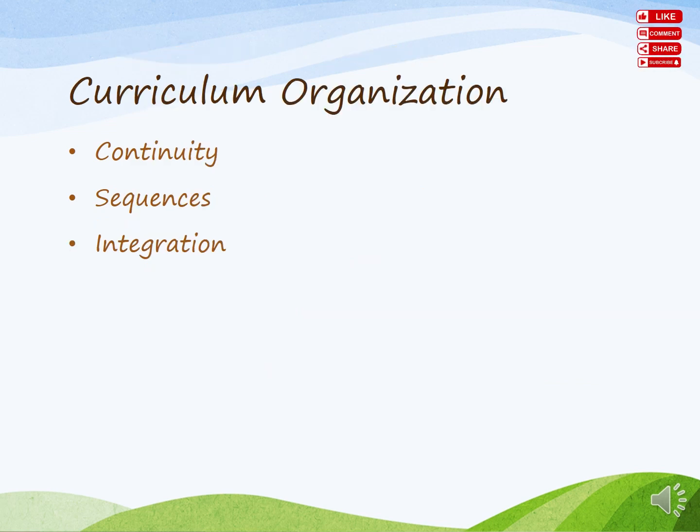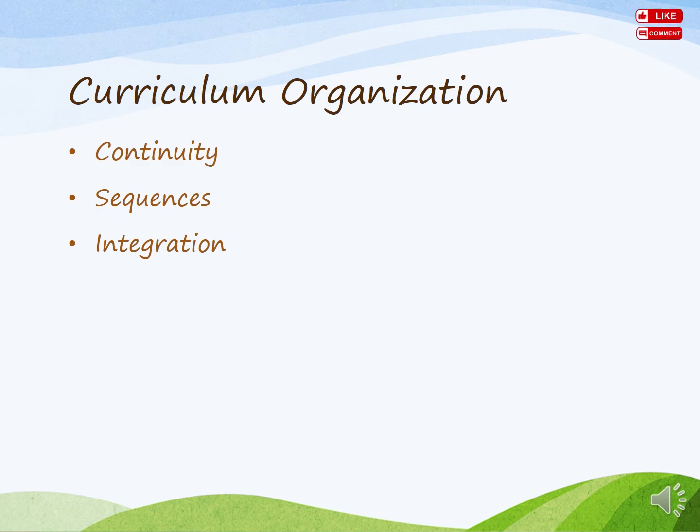Now the curriculum organization. It includes three steps. The first is continuity, second is sequence, and the third is integration. So, curriculum organization involves the systematic arrangement of learning experiences to achieve educational goals. Continuity, sequence, and integration are key concepts in curriculum organization.